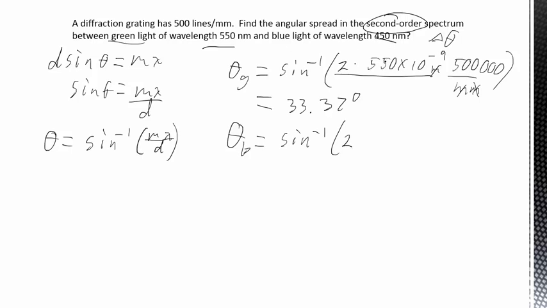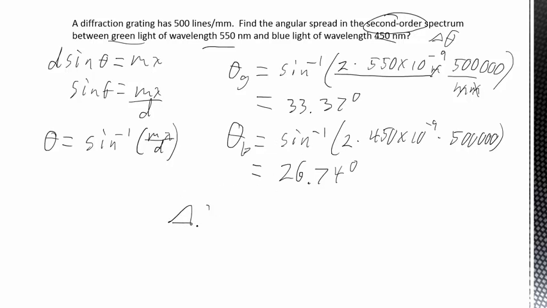Instead of 550, we'll use 450 times 10 to the negative 9th, and then we can multiply by the same 500,000, and this gives us an angle to the blue fringe of 26.74. Now I'm rounding these when I write them down, but when I actually subtract them, I'm using the full values from the calculator, as always.